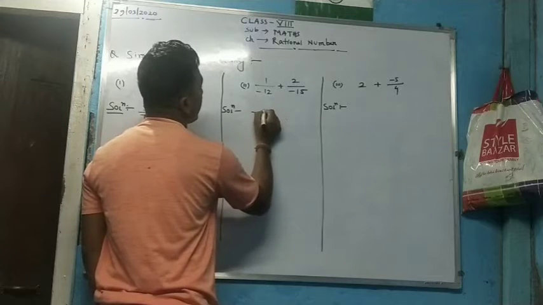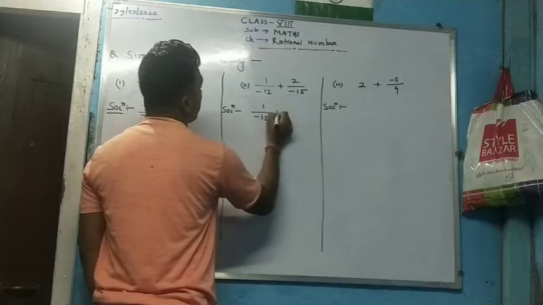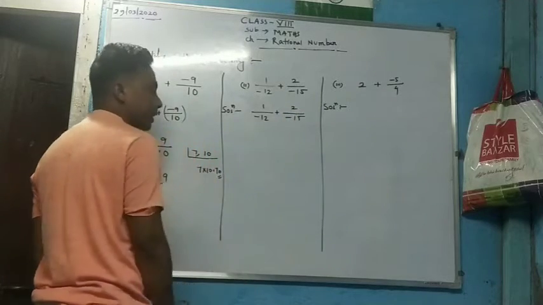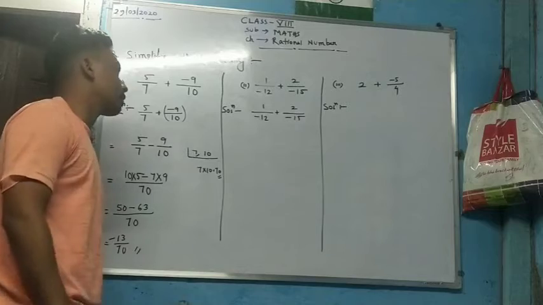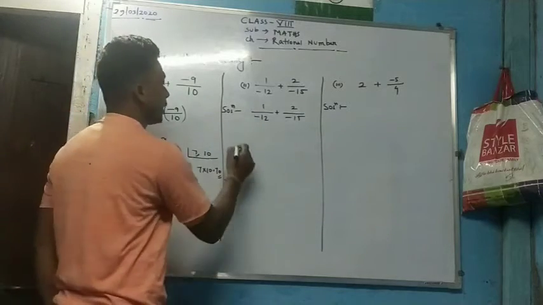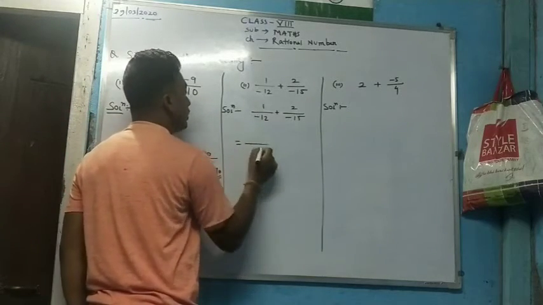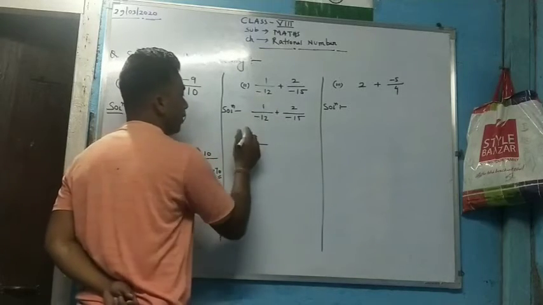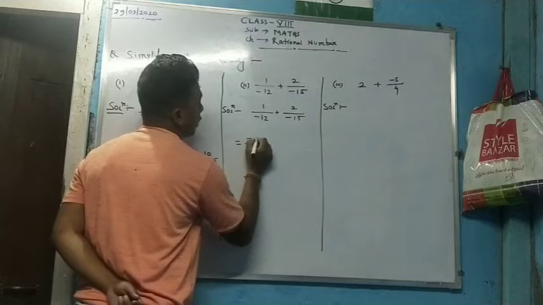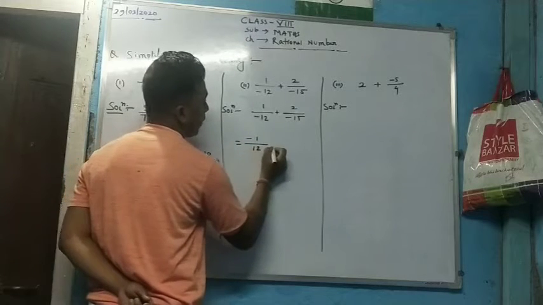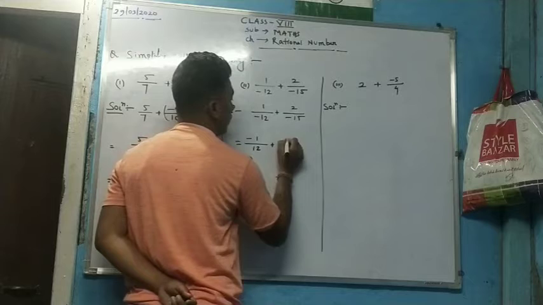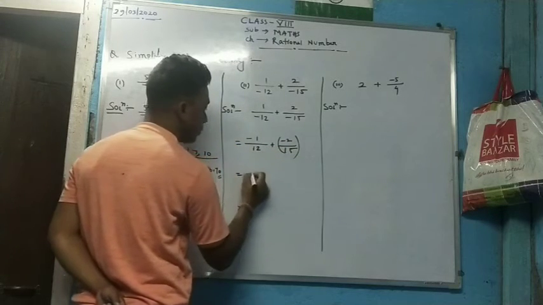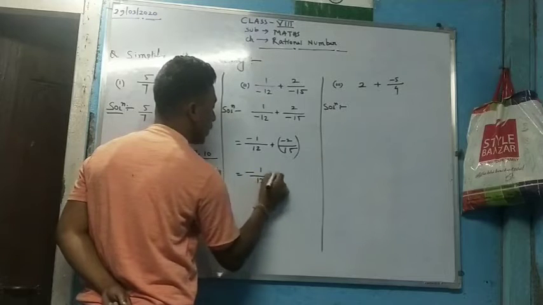So it is given 1 by minus 12 plus 2 by minus 15. These rational numbers are non-standard rational numbers. First of all, I have to make these non-standard rational numbers into standard rational numbers. So what is a standard rational number? To be a standard rational number, the denominator cannot have a negative term. The numerator can have. So I will alternate the sign. It will be minus 1 by 12 plus minus 2 by 15.